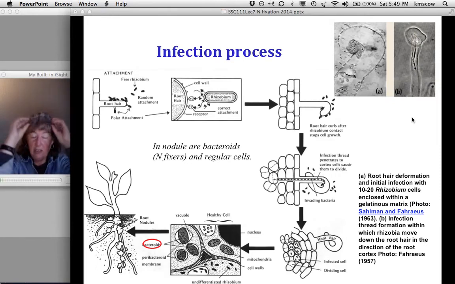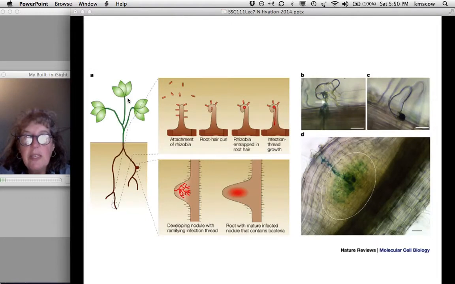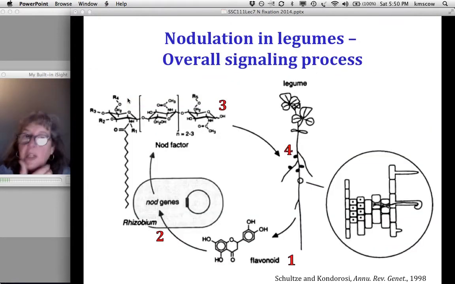Okay, so here's the infection process. I think I have to put my glasses on for this. So what happens is that when a legume is just starting to grow in a soil, it's going to put out root hairs. And with that root hair is going to be this release of an organic compound that's going to start this signaling. They're usually flavonoid compounds that will be released into the soil and be picked up, hopefully, by a rhizobium that has a receptor for it.